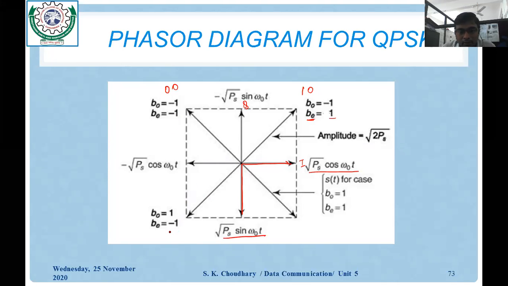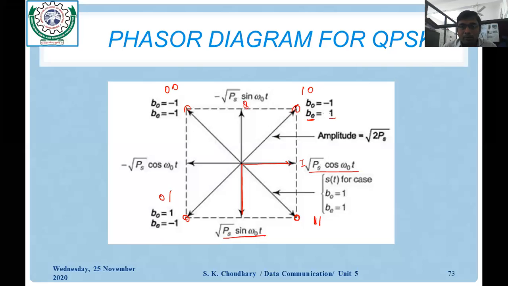Then it is 0 1. Here the MSB is the even and the LSB is the odd, remember this. It is -1 and this is 1, and the last one is 1 1. These are the four points where the four quadrature symbols are located on the signal space diagram. So always remember this. This is the way we show the phasor diagram of the QPSK signal.